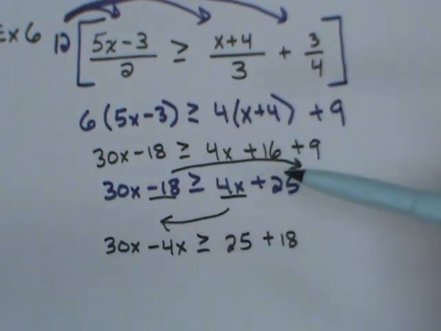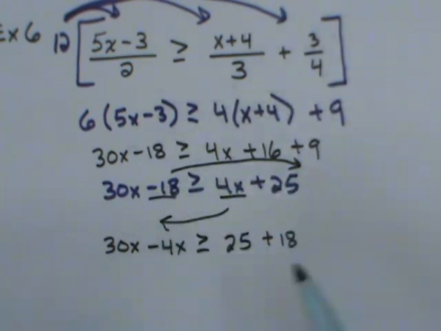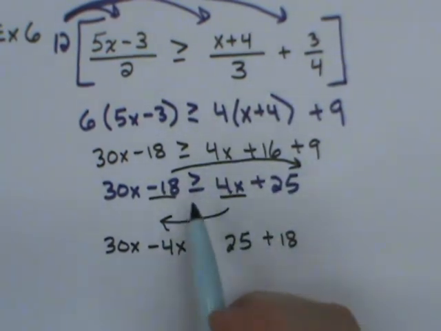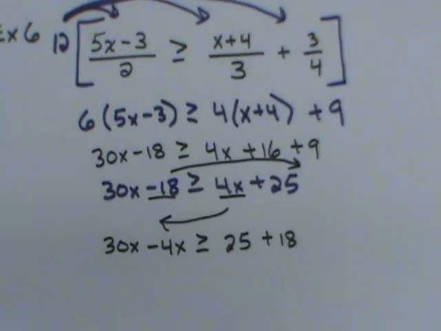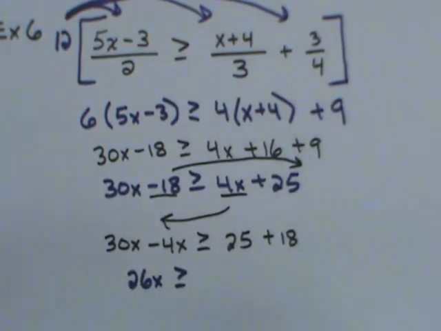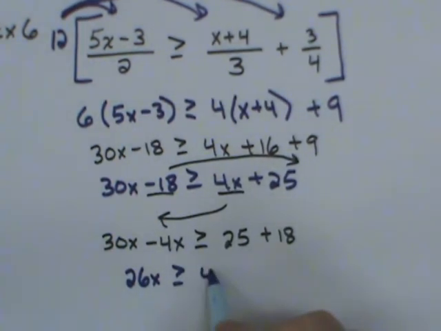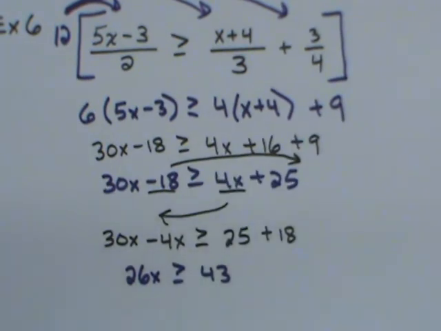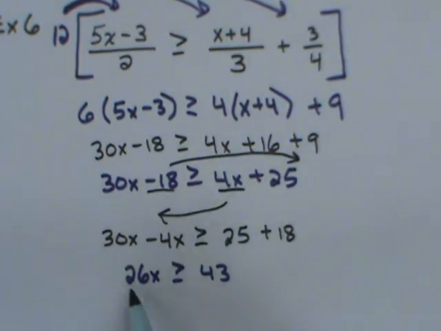I've said it a couple times already. When you're switching terms from the right to the left the way we do, you'll never switch the direction of the inequality. That's only done if you multiply the entire inequality or divide the entire inequality by a negative. So in this case, 30 take away 4 is 26x, greater than or equal to 25 plus 18 is 43. And then our last step, of course, is to divide by 26.